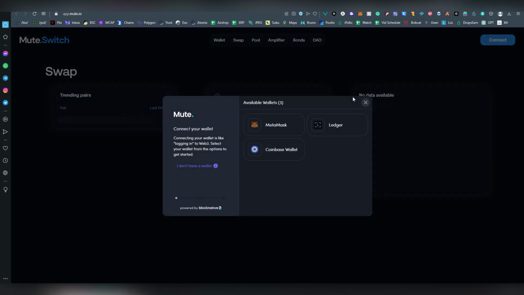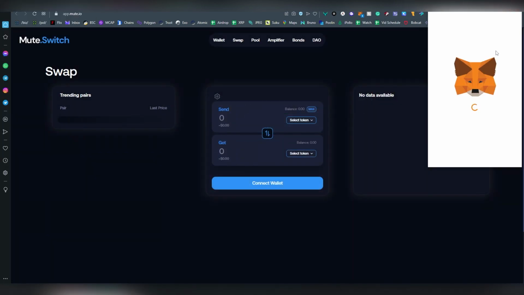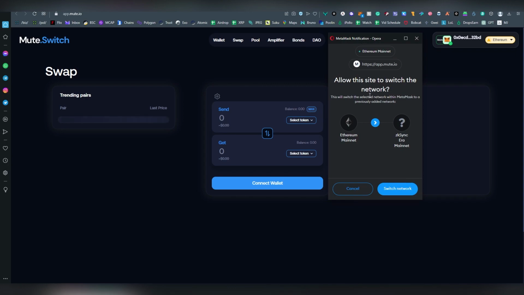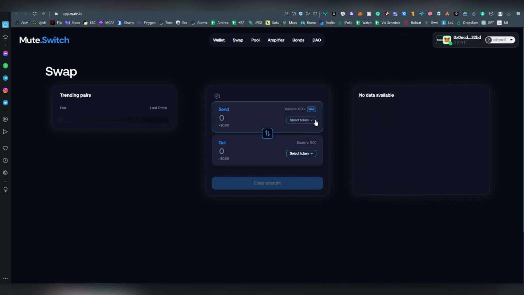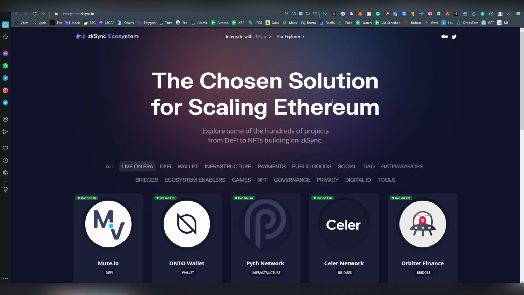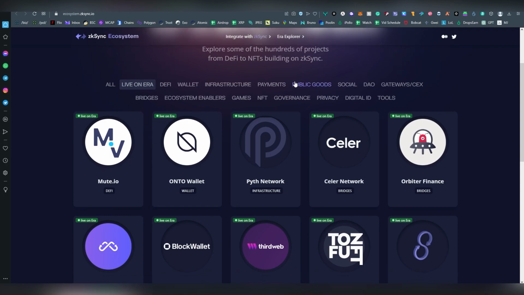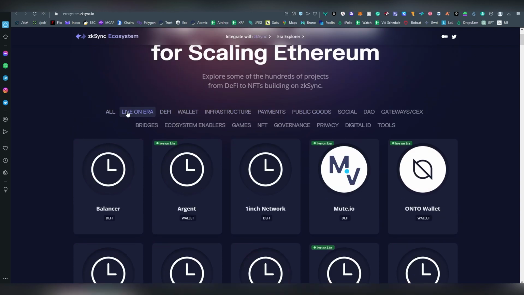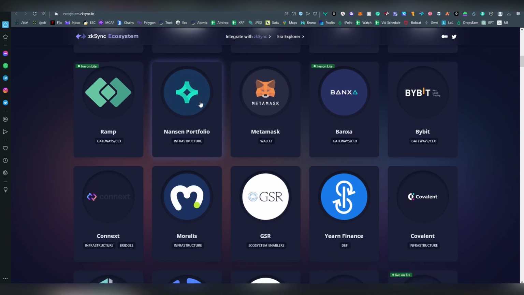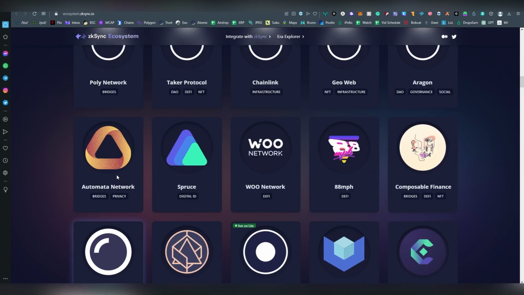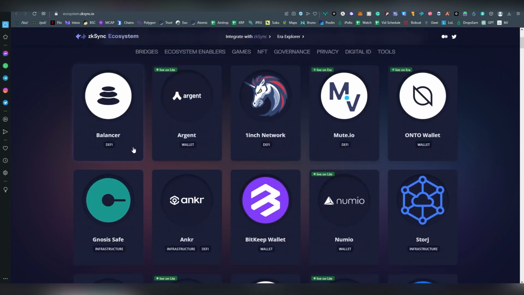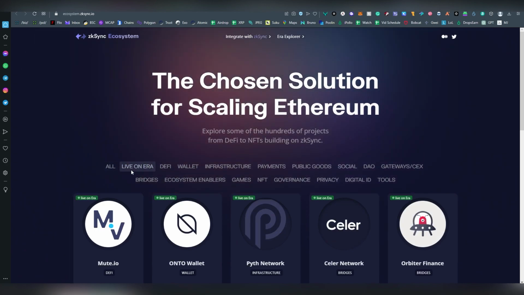It would automatically ask you to change to the mainnet, and it will take some time. In the meanwhile, we can look into the actual ecosystem. There are a couple of applications that are currently online on Era. There's a lot of things, obviously, on top of the ZkSync ecosystem. A lot of different dApps, and only a couple of them are currently live on Era.